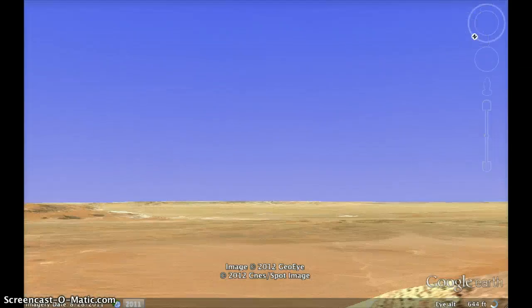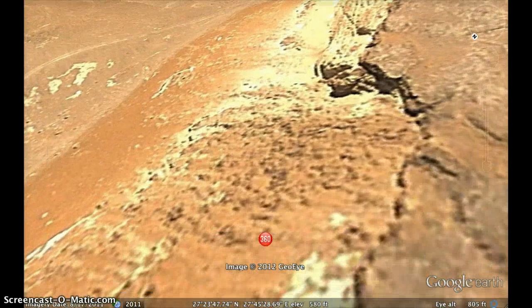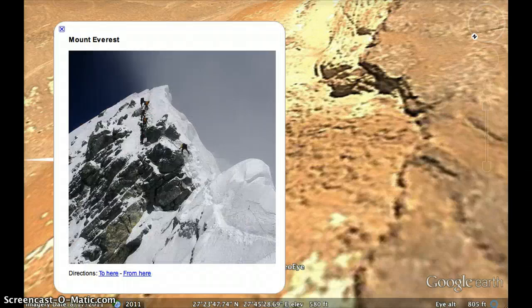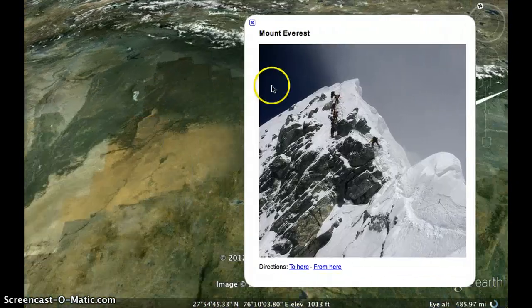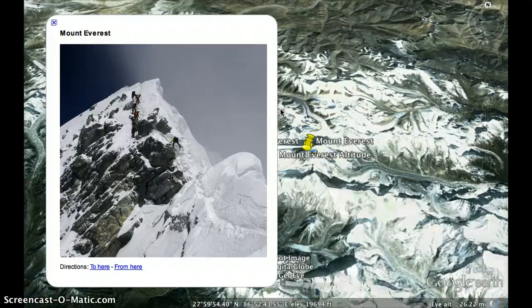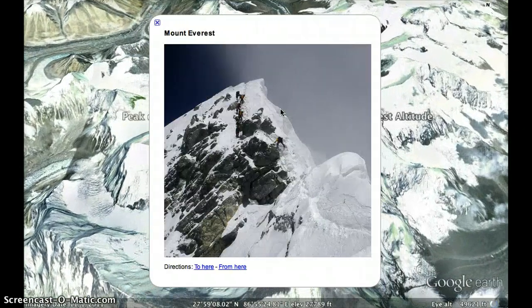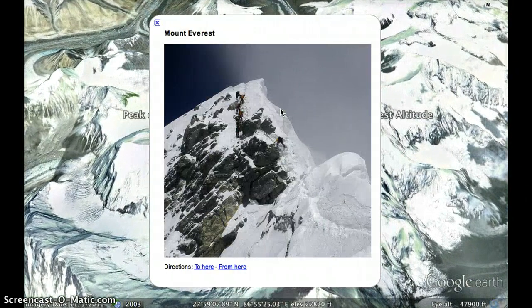Now we're going to go to the Great Mount Everest. As you can see in this picture, they're on a mountain. Do you know what a mountain is? That's right, it's like a massive hill.